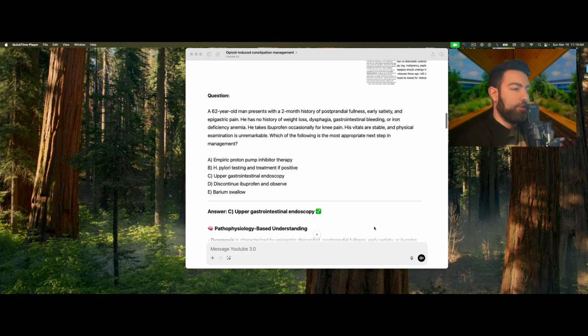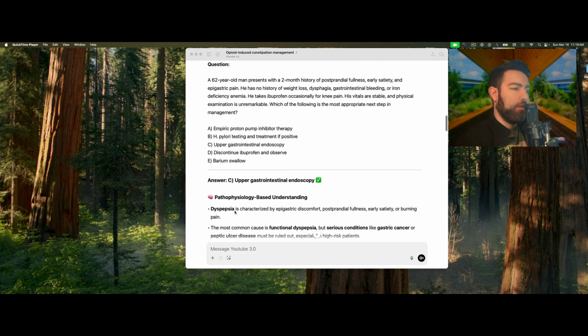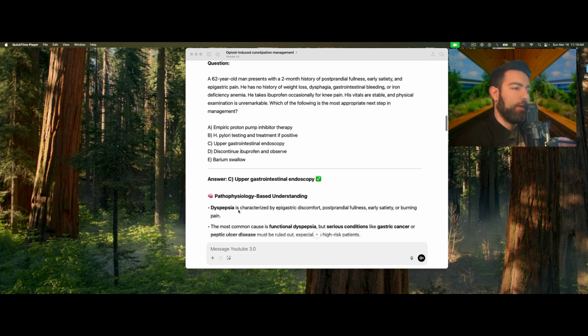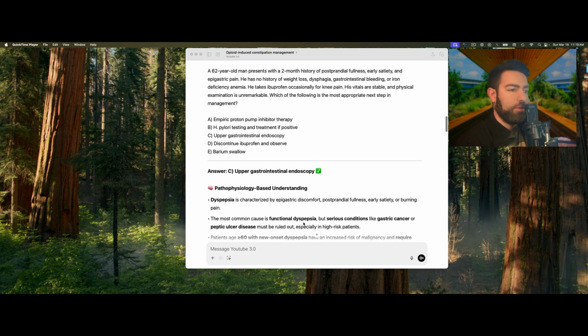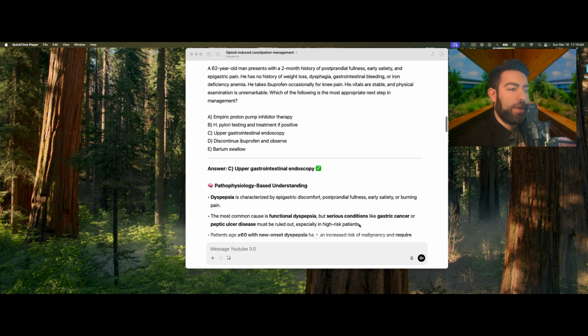All right. So, there's a patient with dyspepsia. Dyspepsia is characterized by epigastric discomfort, postprandial fullness, early satiety, and burning pain. The most common cause would be functional dyspepsia, but serious conditions like gastric cancer or peptic ulcer disease must be ruled out, especially in high-risk patients.